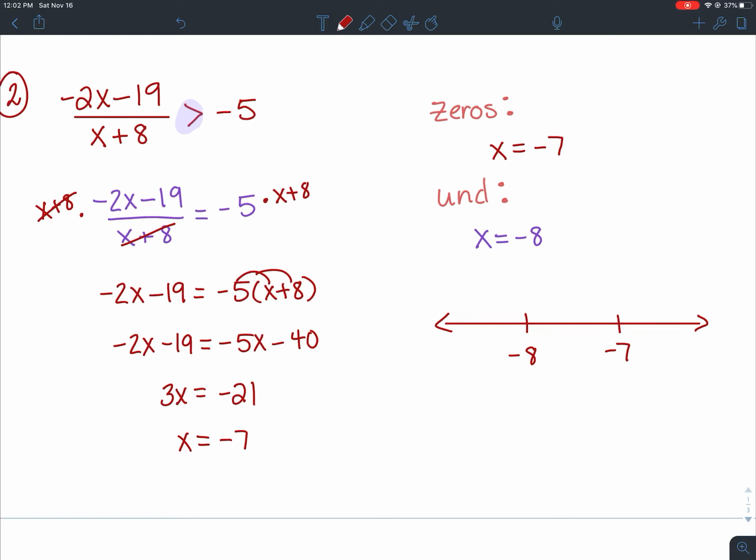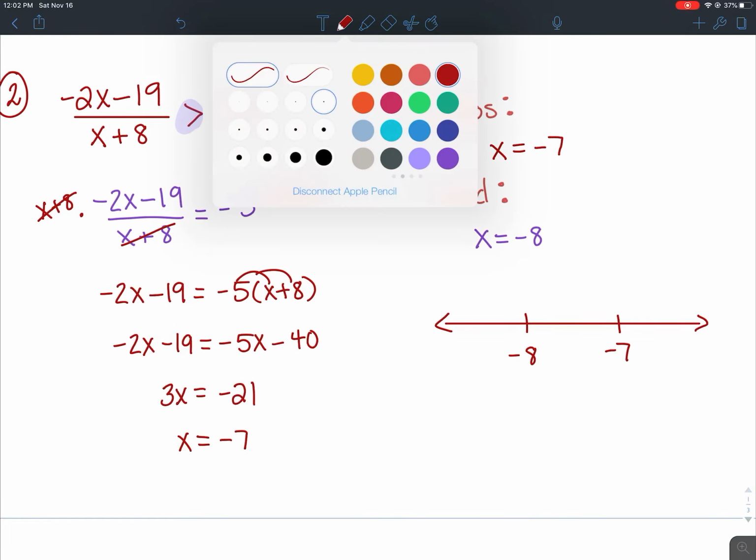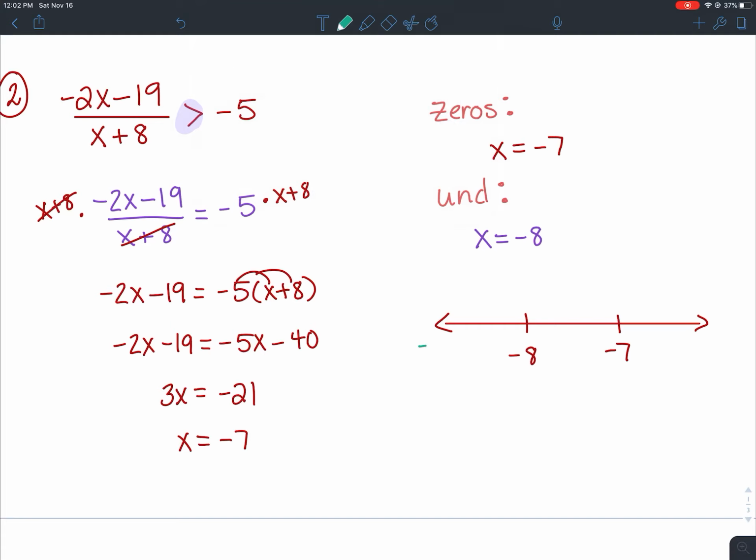Okay, and we're going to plug in our values. So on the first section, remember we're going from negative infinity to infinity. So on the first section, I'm going to plug in negative 9.